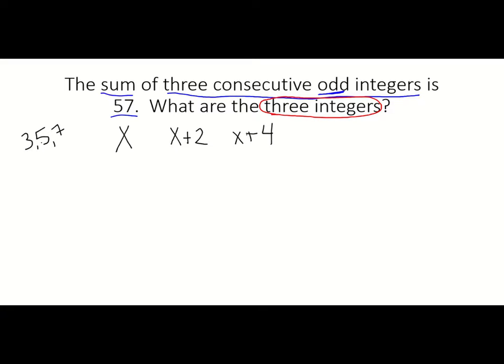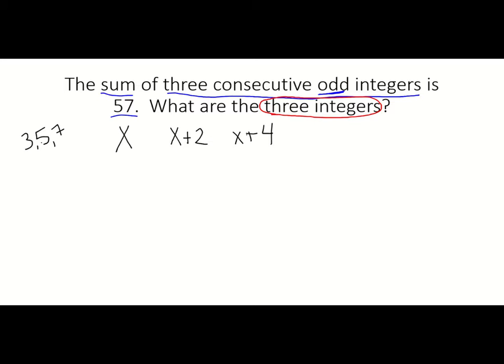3 would be like the x. 5 is 2 more than 3, so that'd be x plus 2. And 7 is 4 more than 3, so it's like x plus 4. So that's where I'm getting these numbers from. I've got to make sure they're still giving me odd numbers, so you have to add 2 to keep it odd. So now that that's established, what I want to do is finish solving the problem.